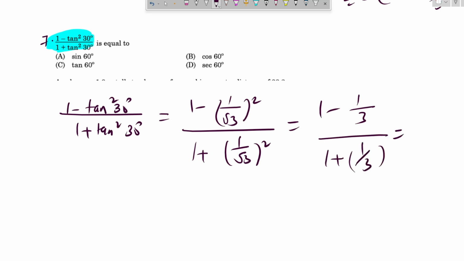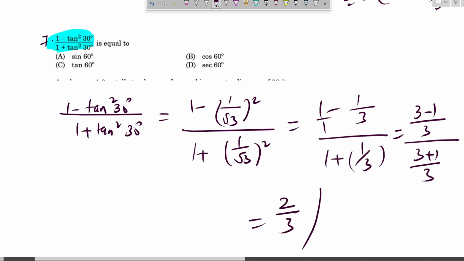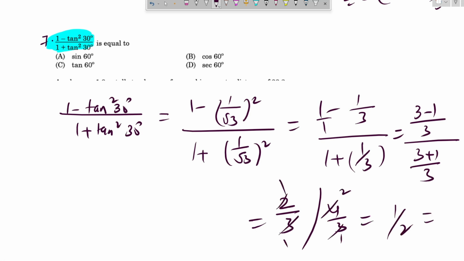Now here take the LCM. 1 minus 1 by 3 divided by, same down, 1 plus 1 by 3, which is equal to 2 by 3 divided by 4 by 3. So calculate. So we got 1 by 2 as the answer. So 1 by 2 is the value for cos 60 degree. So my option B is correct.